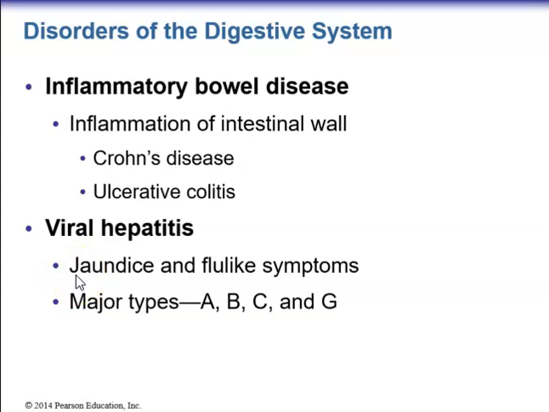I had a friend who actually had alcoholic hepatitis who turned, I'm not kidding, Simpsons yellow, like highlighter Simpsons yellow. That's what jaundice causes. Viral hepatitis can also cause flu-like symptoms, and there are major types of viral hepatitis. You have hepatitis A, B, C, and G. Hepatitis B being a very major type of hepatitis. Often we test for this, especially in newborns.